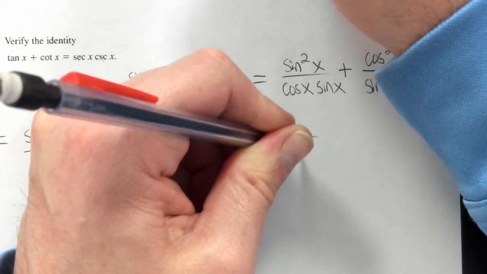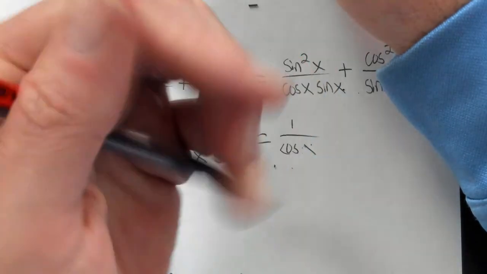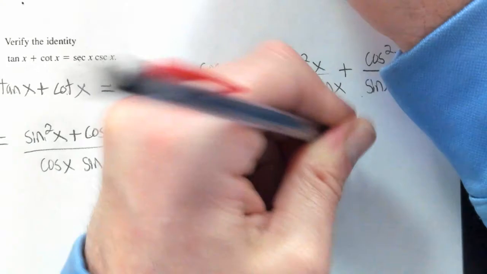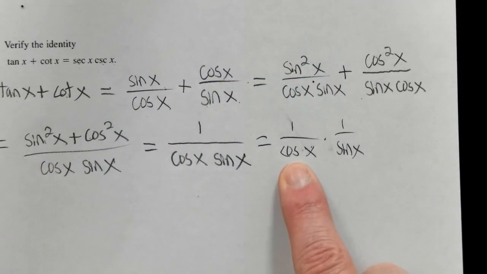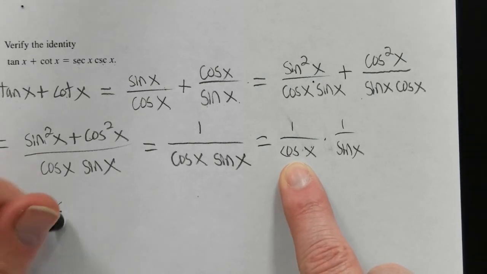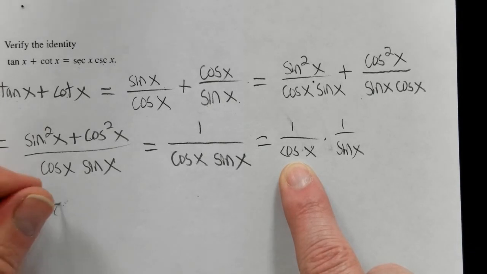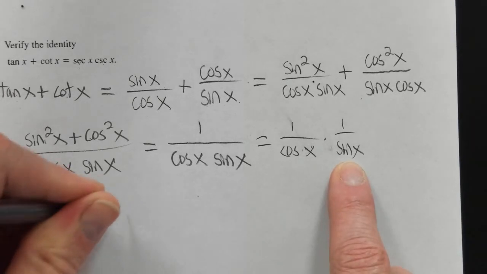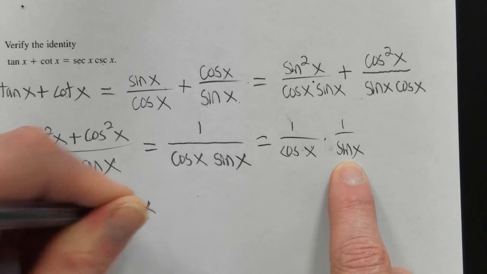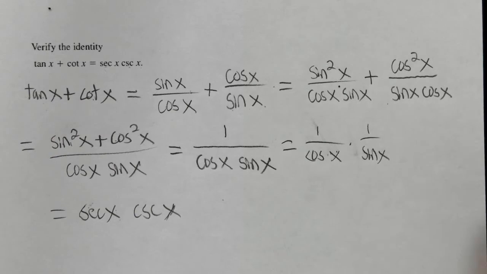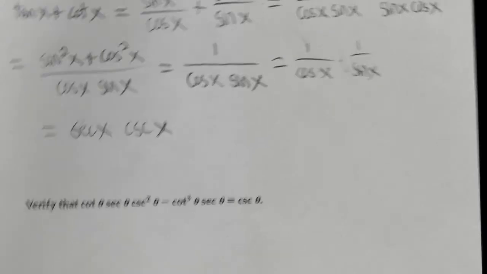So this will be 1 over cosine x times 1 over sine x. I'm splitting them up just to emphasize the fact that this one is equal to secant, and this one is equal to cosecant. All right, and we have now verified the identity because we've gotten to what they had asked us to come to. All right, one more to practice.